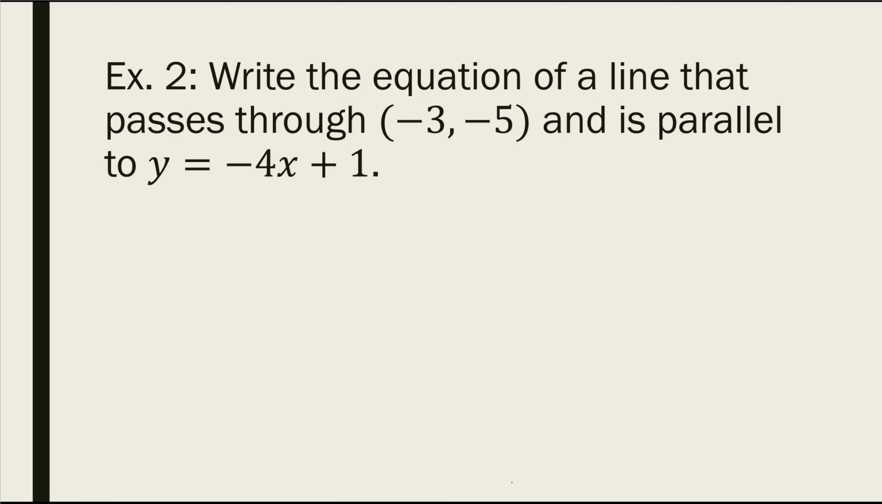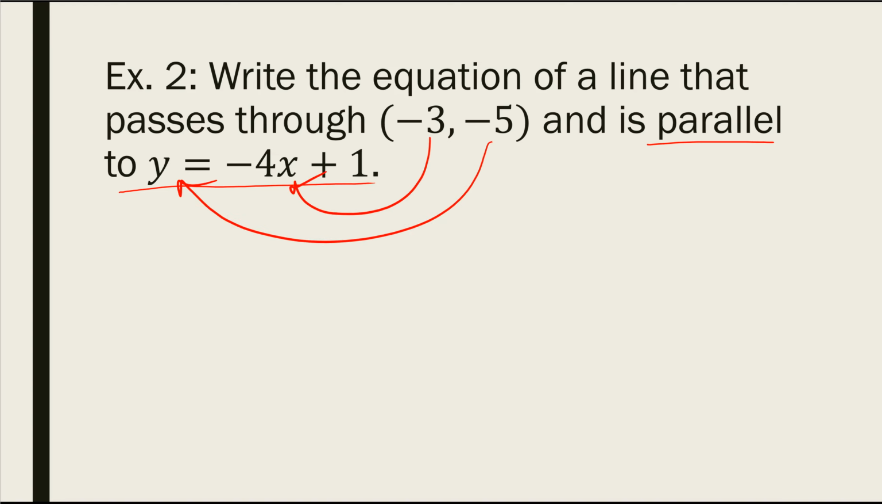All right, the next example, they're saying write the equation of a line that passes through -3, -5, and is parallel to this other line, y equals -4x plus 1. Now, students typically get really confused with questions like this because they're like, hey, mister, do I plug in this -3 for the x and then this -5 for the y, but it doesn't work and what happens? And you're kind of missing the point of the problem.